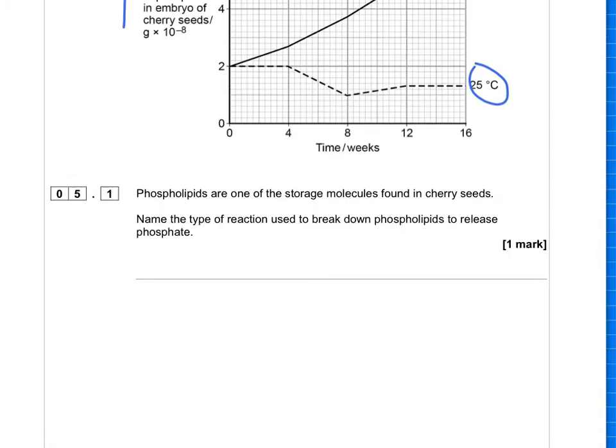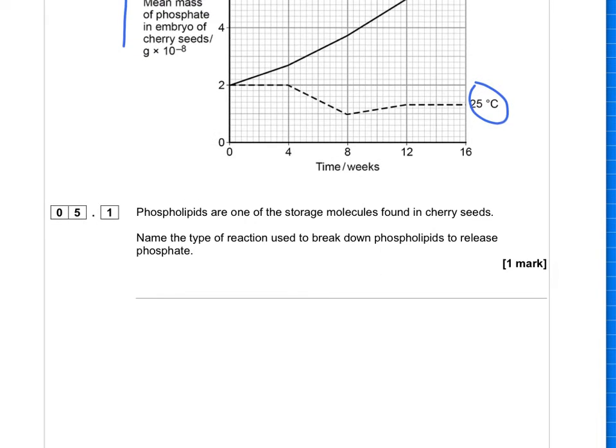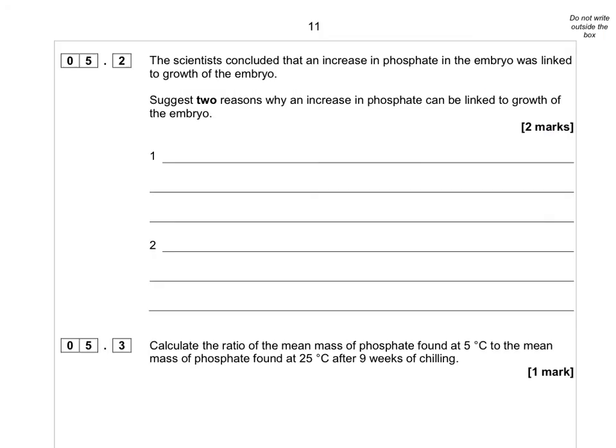So 5.1, it says phospholipids are one of the storage molecules, and those are broken down to release phosphate. Well, in terms of biological molecules, regardless of the biological molecule, when you start to break things down, that is known as hydrolysis. Okay, so that's related to biological molecules. It's a biological molecule, and it will be hydrolysis.